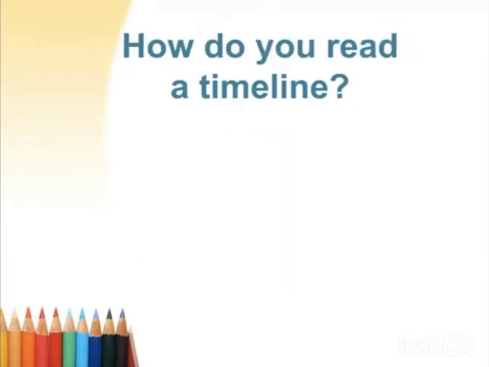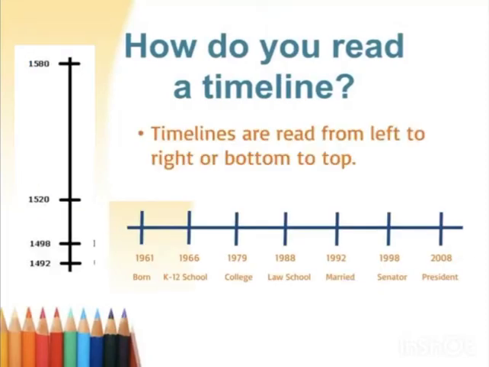How do you read a timeline? Now, there are different ways to read a timeline. Some timelines are read from left to right, and some are read from bottom to top. Now, you can see the timeline on the left hand side, the black and white timeline. In this, we can see it starts from 1492 because that is the lowest year, and it ends in 1580. So, this timeline is read from the bottom to the top.